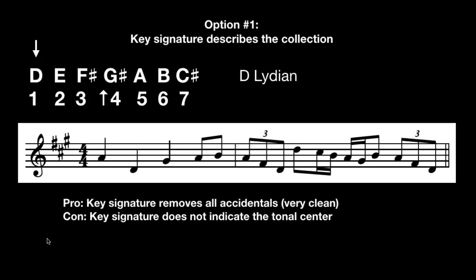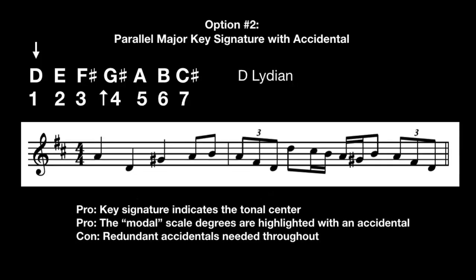The center is D. So the negative thing about this approach is that the baggage of key signatures might actually steer you away from the true tonal center. And as a musician singing or playing this, we really do want to know and understand that D is our tonal center. And now we're looking at option 2.